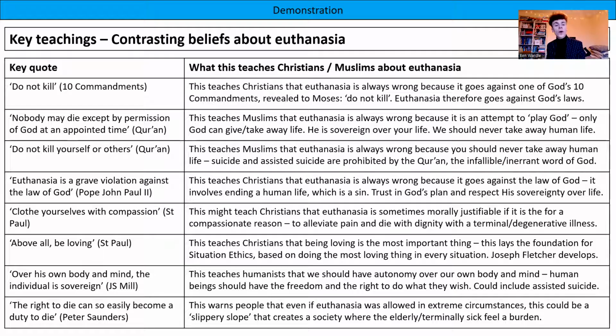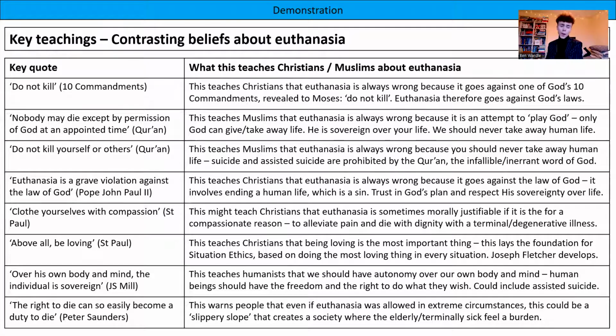Another key quote from the Quran is do not kill yourself or others. This teaches Muslims that euthanasia is always wrong because you should never take away human life. Suicide and assisted suicide are prohibited by the Quran, which of course is seen as the infallible and inerrant word of God. And so for a Muslim, euthanasia is always wrong because it involves taking human life, which is seen as sinful.